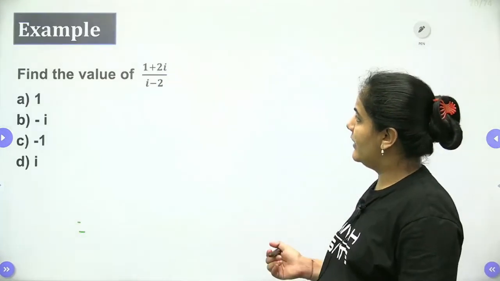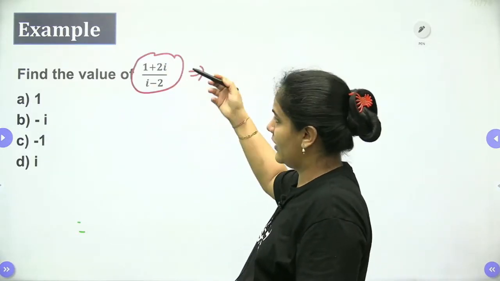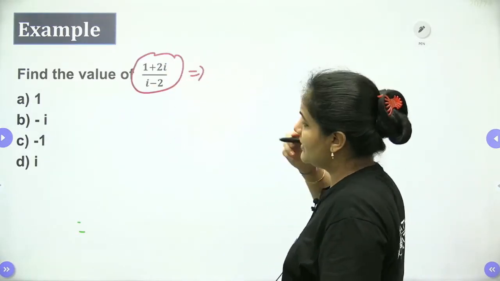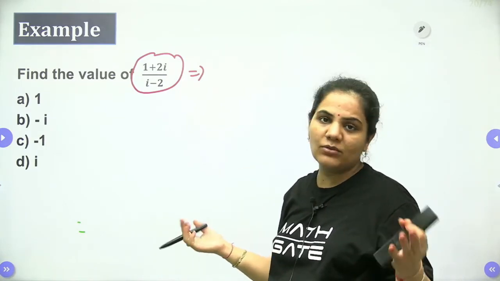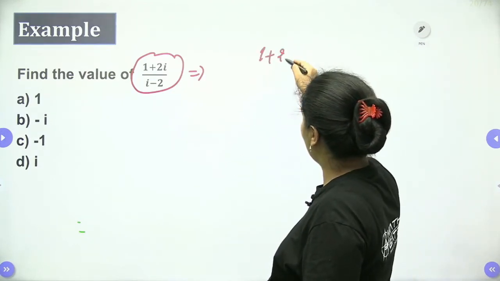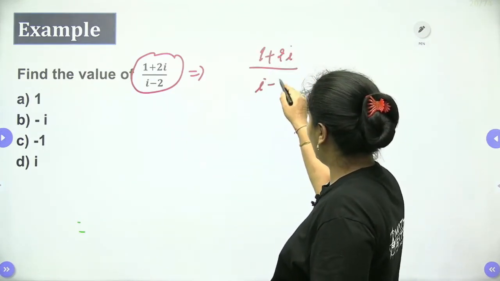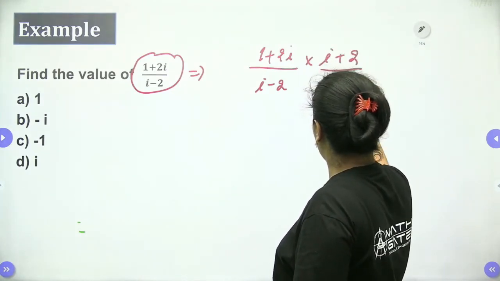Okay, now let's approach one more question. 1 plus 2 iota by iota minus 2. Again we have to find the value of this one, means we have to convert the given form into the standard form of complex number, then only we can get the value. Yes, so let's rationalize this one again. 1 plus 2 iota by iota minus 2. Let's rationalize this. Iota plus 2 divided by iota plus 2.